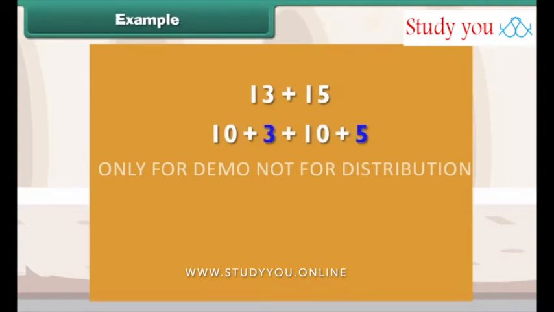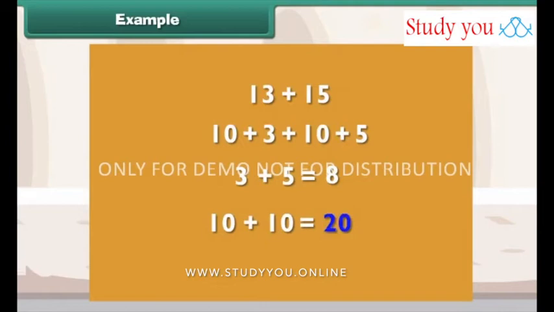3 plus 5 is equal to 8. 10 plus 10 is equal to 20. 20 plus 8 is equal to 28. 28 is the answer. Mental addition of three numbers.